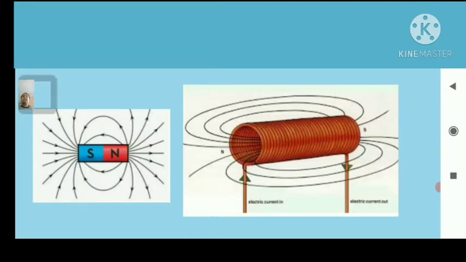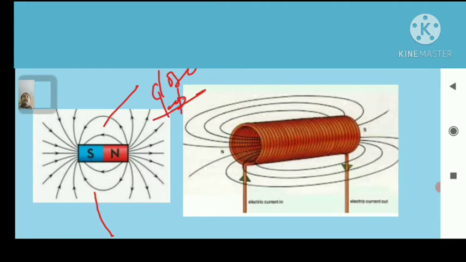Today our topic is the difference between this bar magnet and this solenoid, and I will also discuss the axial field of a finite solenoid. This first diagram represents a bar magnet. The magnetic lines of force start at the north pole and end at the south pole, and they make a closed loop.